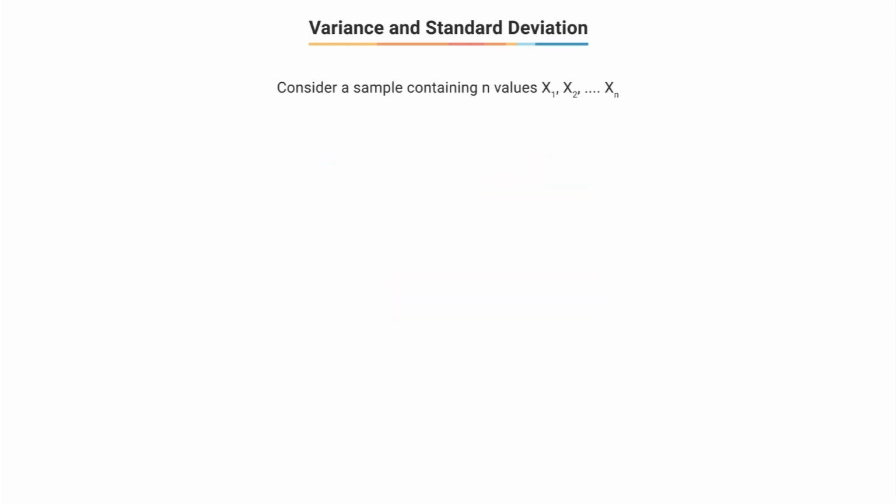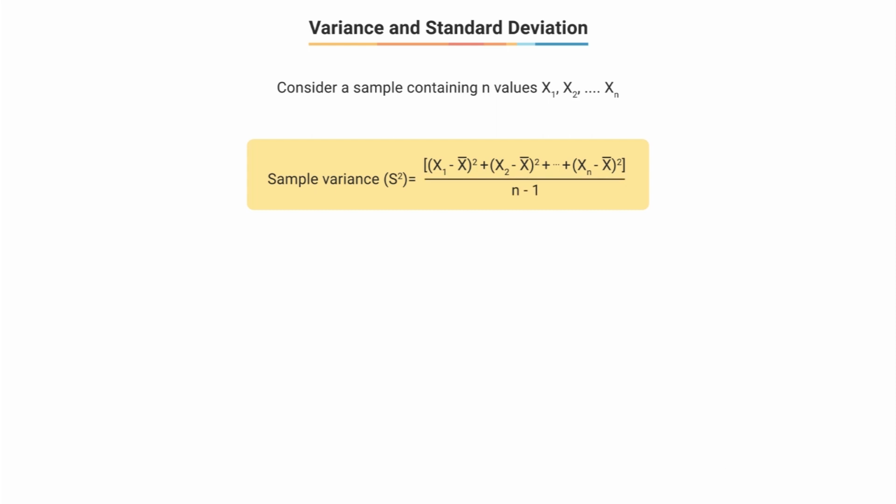Consider a sample containing n values x1, x2 and so on up to xn. The sample variance S squared is simply defined as the formula shown here, that is S squared equals (x1 minus x bar) raised to the power 2 plus (x2 minus x bar) raised to the power 2 and so on up till (xn minus x bar) raised to the power 2, summation of the whole divided by n minus 1.